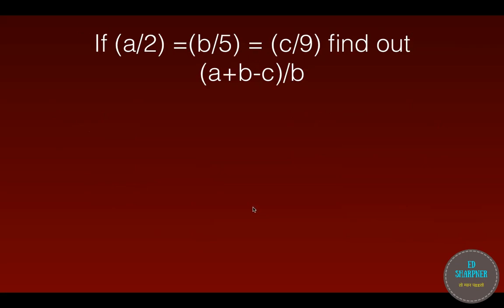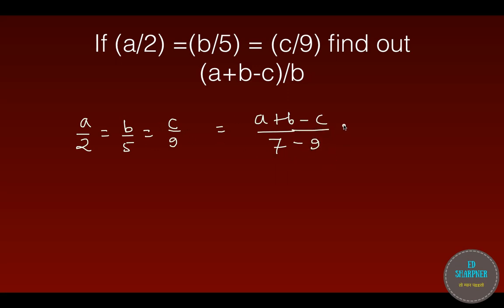We have a is to 2 equals b is to 5 equals c is to 9, and we need to find out (a plus b minus c) by b. Let us first write down all the ratios. So we have a over 2 equals b over 5 equals c over 9. By the theorem of equal ratios, I can add up a and b and add up the 2 and 5. So it is equal to (a plus b) over 7.